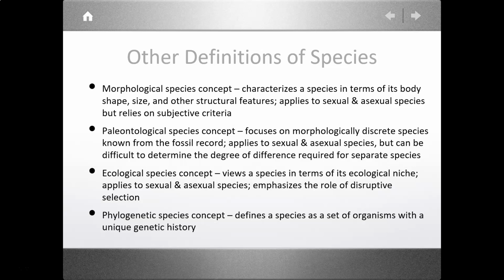Ecological species concept is another option. Here we're viewing the species in terms of its ecological niche. So again, useful in both sexual and asexual species, but it emphasizes the role of disruptive selection. So what those organisms are capable of doing in their environment and how that can branch off from what they're truly capable of doing versus what they actually do. So sort of that idea of potential versus realized niches can get a little messy there.